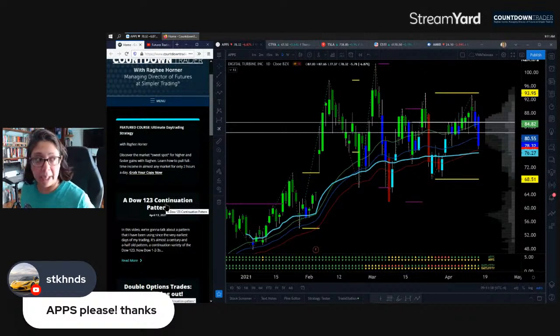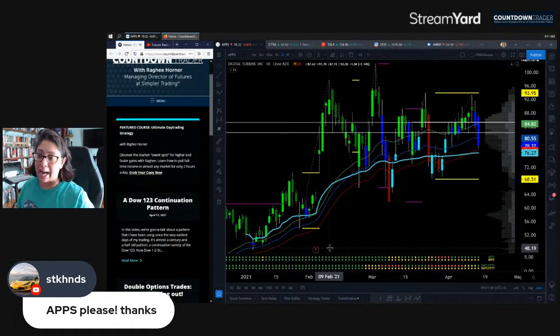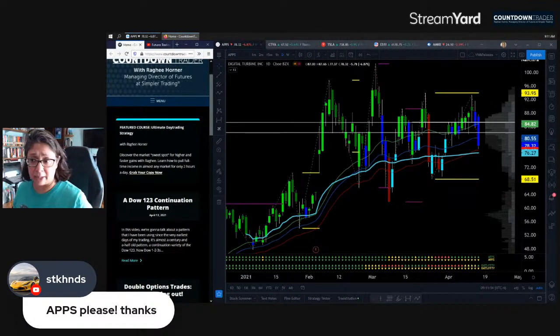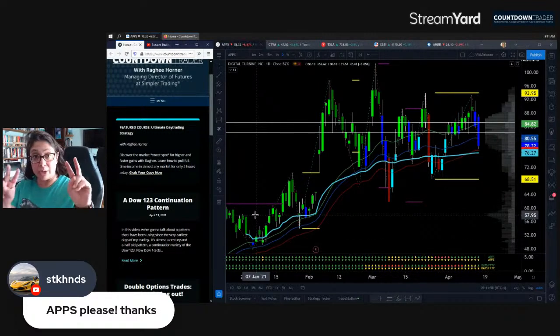And that should be a future issue of the Countdown Trader, probably next week. But I would say apps, be very cautious here. Be very cautious, because the structure is already warning you that it's going to be a little unpredictable, that it's going to be volatile, that it's not the structure that we saw that was double green.